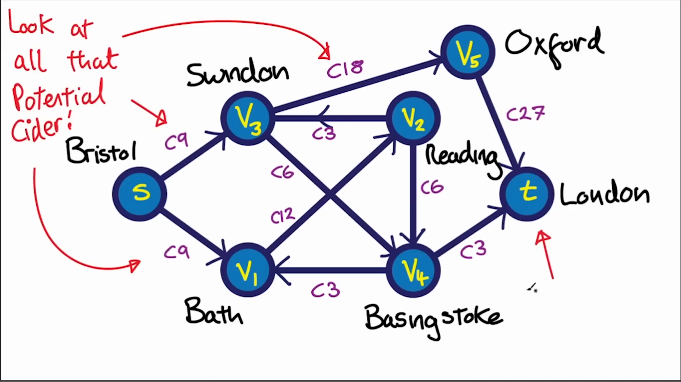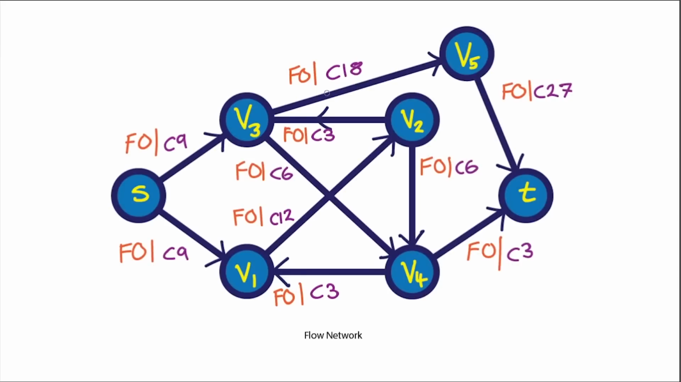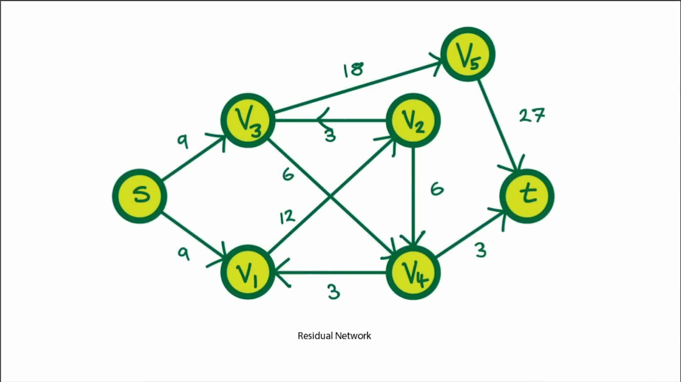Well, let's take this graph and follow the algorithm. We have the graph, a source and a sink. We create a flow network from the graph, initialized to 0. We create a residual network from the flow network, which ends up looking exactly like the input graph. Now we can begin the augmentation process.